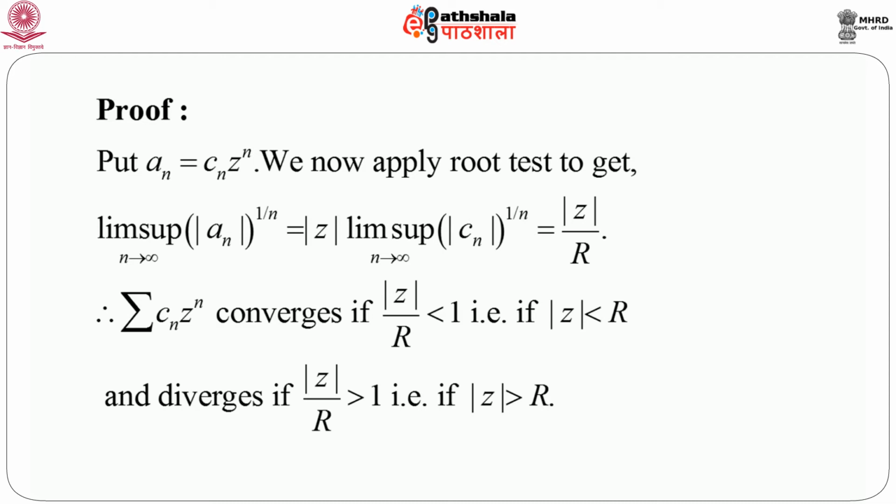So it is clear by the root test that summation Cn z to the power n converges if mod z by R is less than 1, that is if mod z is less than R, and diverges if mod z is greater than R. So this is just a direct application of the root test that we learned at the very beginning. This entire convergence or divergence of a power series can be explained in terms of the root test, or rather in terms of the radius of convergence. So all we have to do is determine the radius of convergence associated with the given power series.